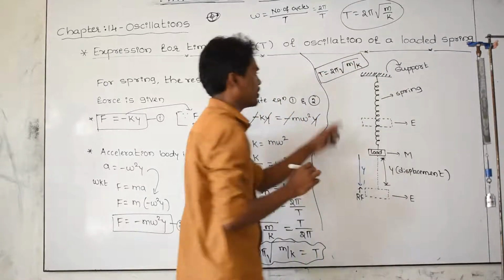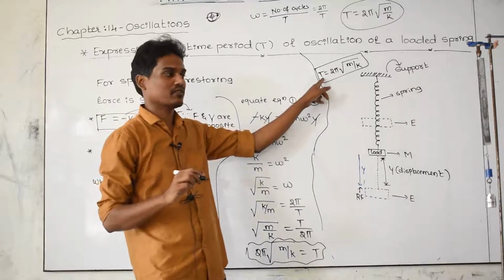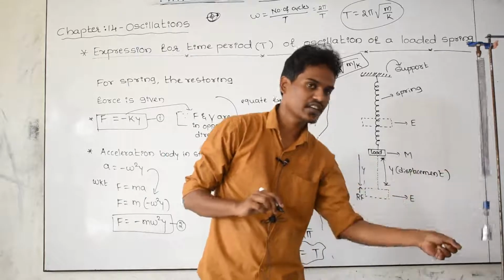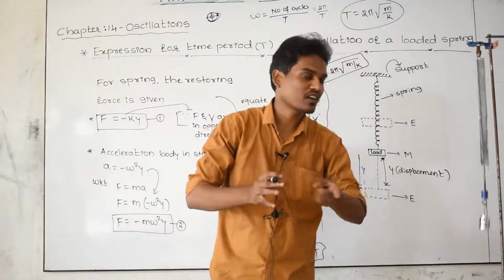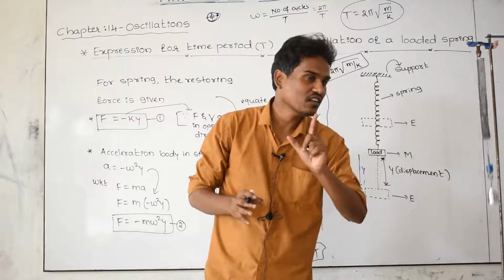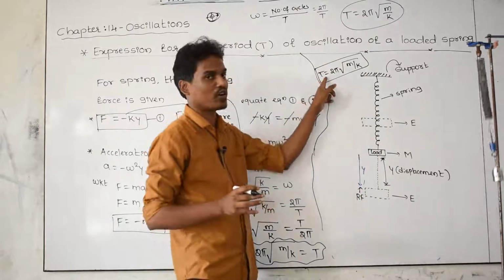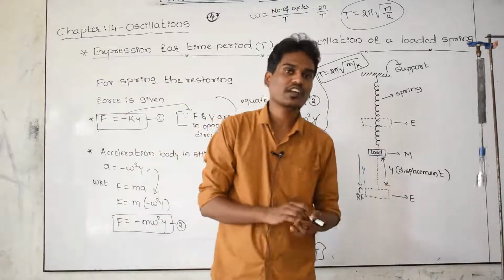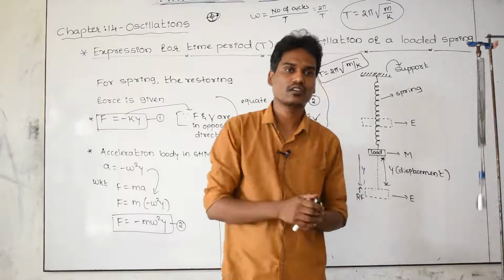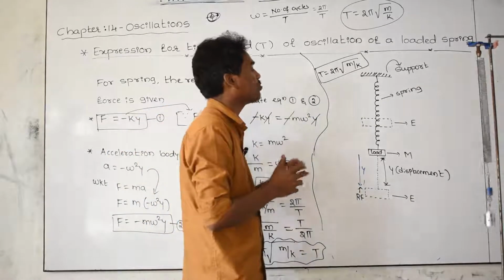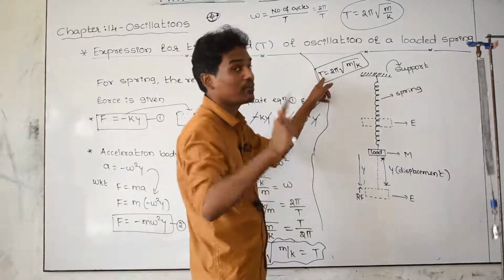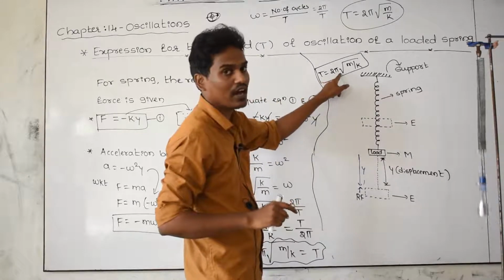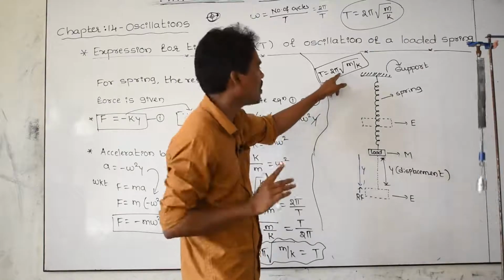And here what is t? The t is the time period. Whenever the object is oscillating, what is the time taken by the object to complete one cycle? That can be calculated by using this formula. The time taken by the body to complete one cycle can be calculated using this formula. T is the time for just one cycle. 2 pi is a constant, the phase angle for one complete cycle.